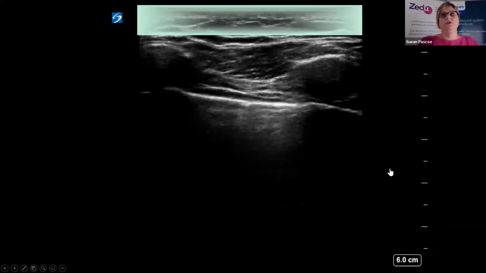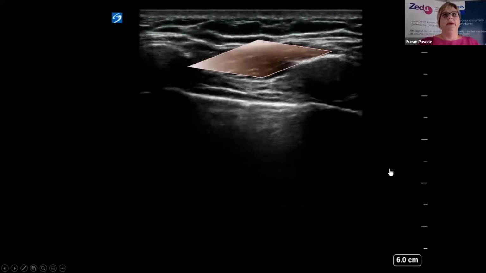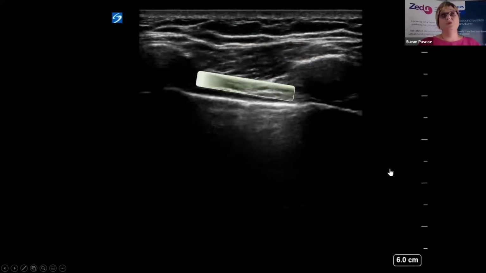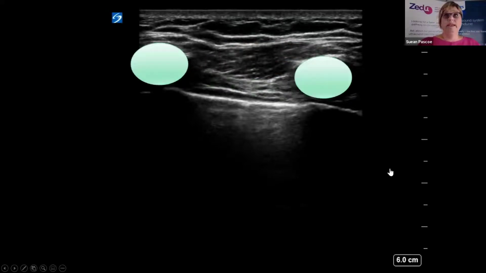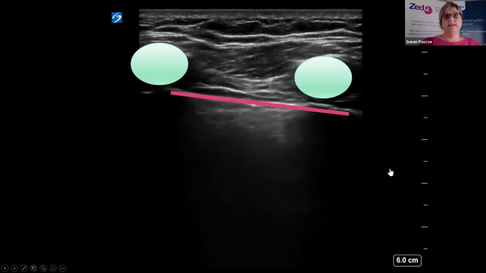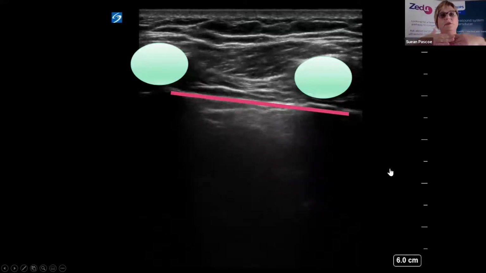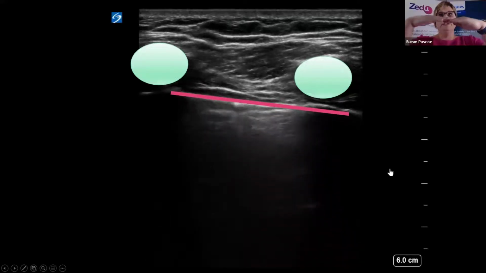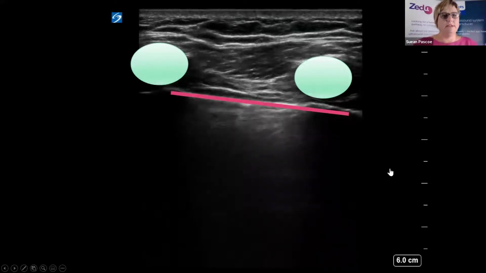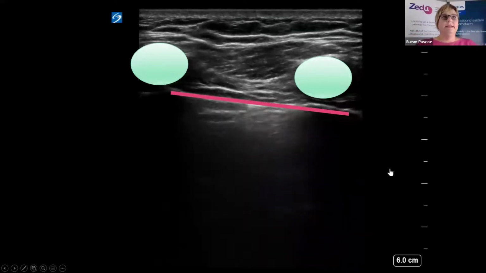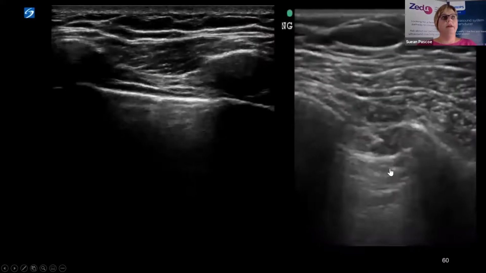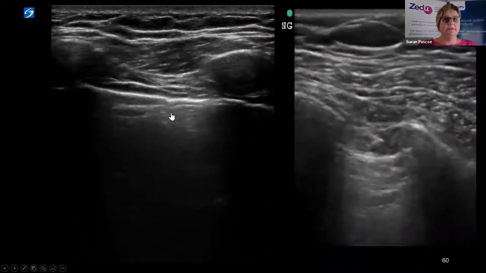So we have the superficial or the adipose tissue here. We have the muscles of the chest. We've got intercostal muscles. We have the ribs here. And then just deep to that is the pleural line. And it should slide. What we see is essentially the visceral and parietal pleura sliding over each other, and so it's like ants on the fence. So here's an example of a normal lung and the lung sliding.